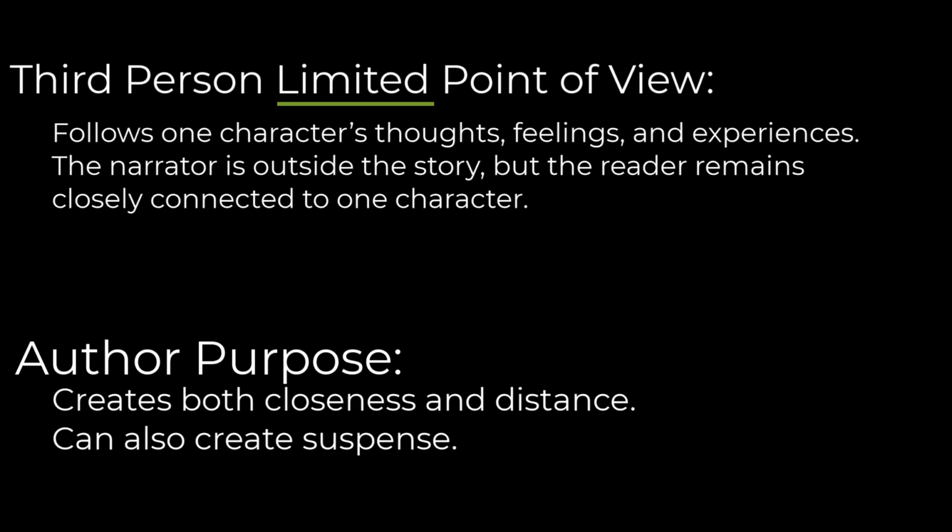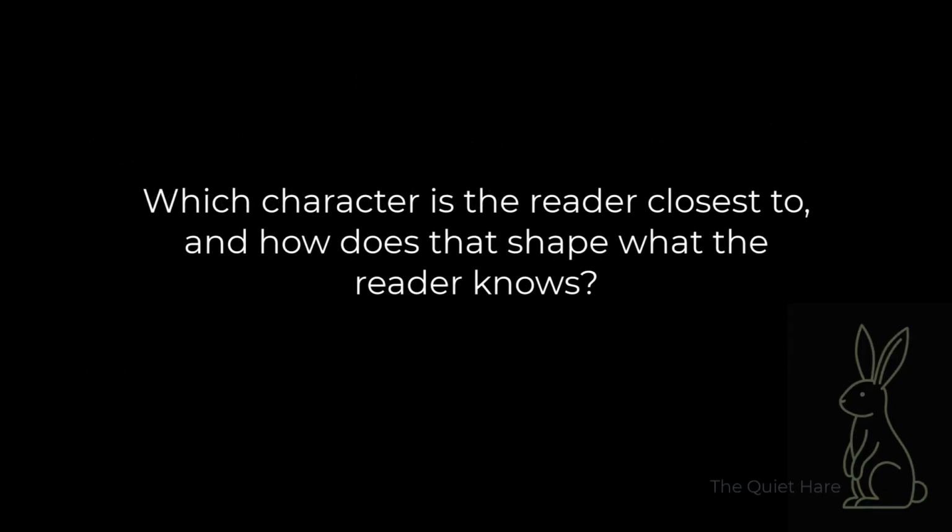An author may use third person limited to create both closeness and distance. The reader understands one character deeply, but the story is still told from outside that character. This point of view can also create suspense. Because the reader only knows what one character knows, important information may remain hidden until the character discovers it. When you recognize third person limited, ask, which character is the reader closest to, and how does that shape what the reader knows?